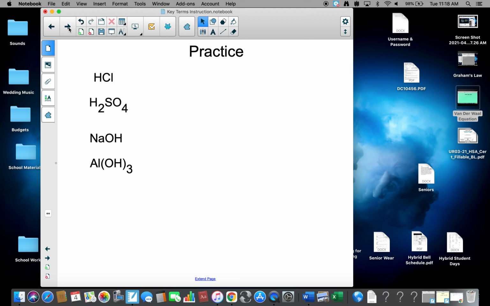If I take HCl, it's going to break apart into H plus and Cl minus. When it dissolves, it breaks down into its ions, and that's the process. For H2SO4, we get 2H plus, because we have a 2 over here to balance, and SO4, the polyatomic, 2 minus. We'll do the other two in class.